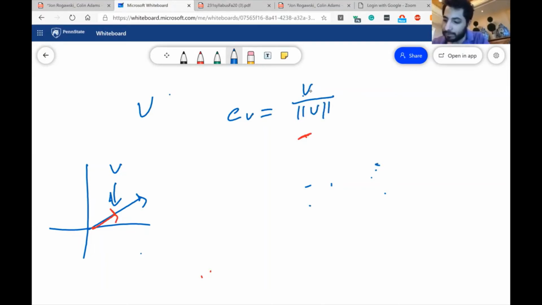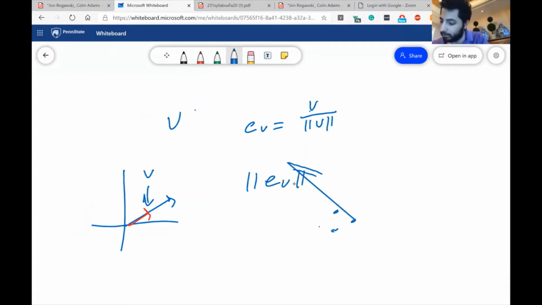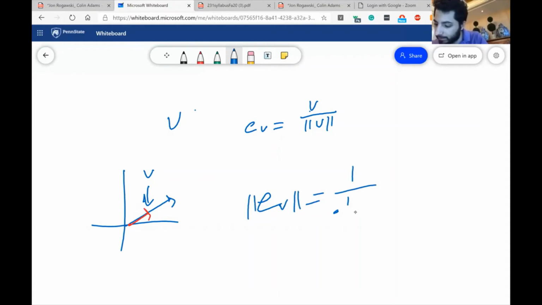So you basically multiply v by 1 over the magnitude of v. And this shrinks your vector down to the length 1. So let's see why that is. If you look at the magnitude of e_v, that's going to be 1 over the magnitude of v times the magnitude of v.